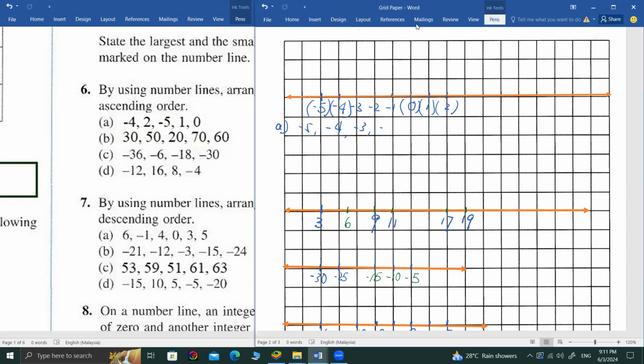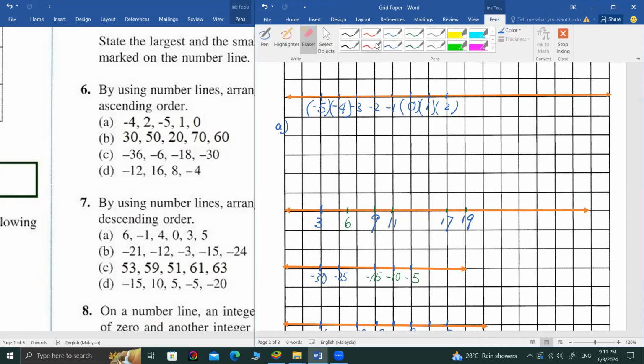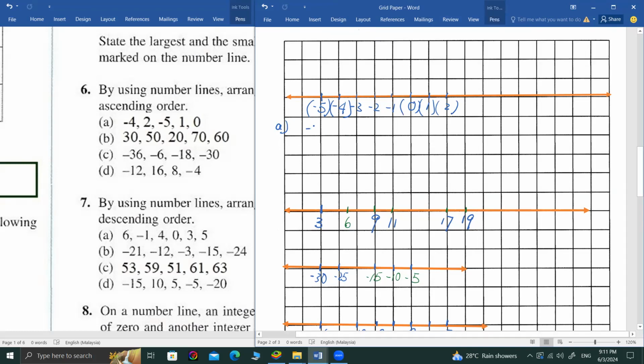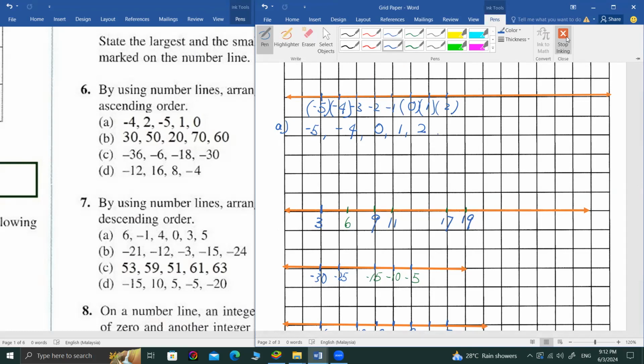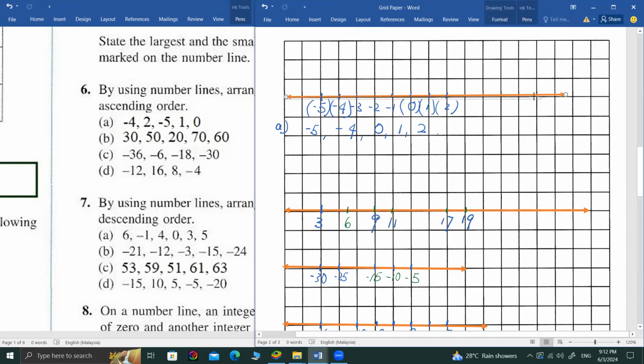Sorry. Why I say sorry? Because some that are not given you cannot write, yeah? 没有给的不要写啊. So you write -5, -4, 0, 1, 2. Got it? 明白我讲什么吗? You do like just now, the number line. From the number line that you have drawn, 2 ways that I taught you, then only you choose the given ones to write in ascending order. 明白了没有? Okay.